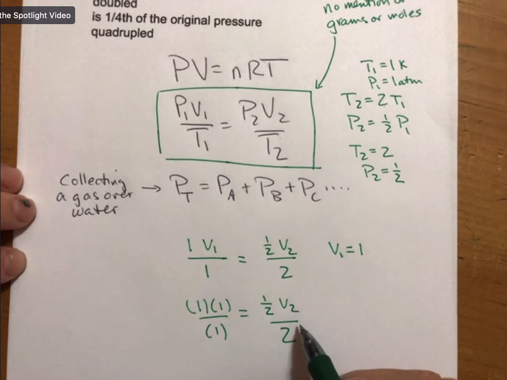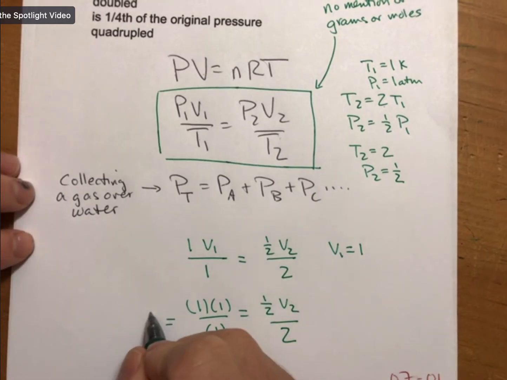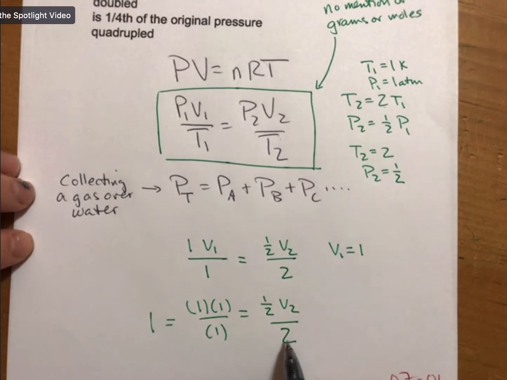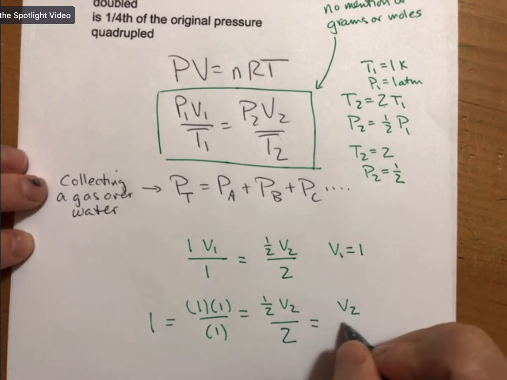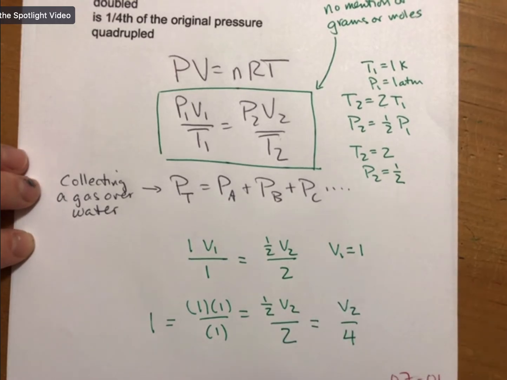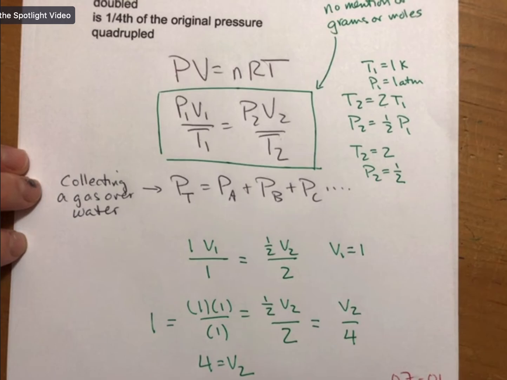And to do that, I see the whole left side is just 1. And then I'm going to bring this 2 up to the top. And then this half is actually a 2 in the denominator. So this right-hand side is V2 over 4. So when I bring that 4 up to the other side, 4 equals V2.